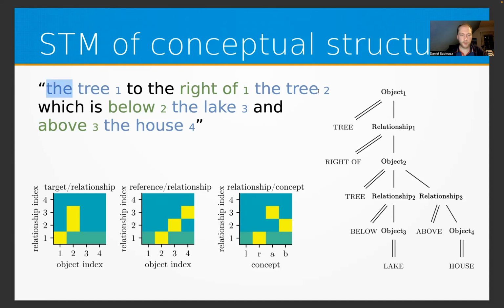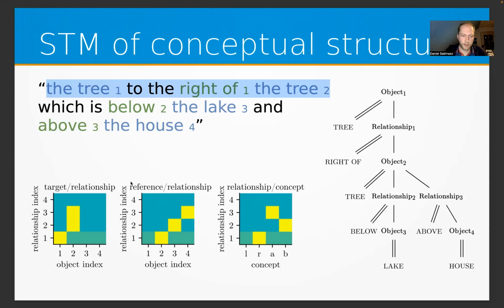And we can see here in this smaller phrase, the tree to the right of the tree, we have here object 1, and that's the target object of this relationship with index 1. And that's exactly what is encoded here with this peak. So this peak binds object 1, the tree, to this relationship in the target role.